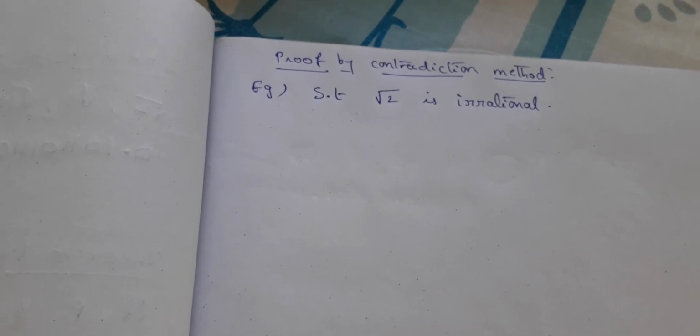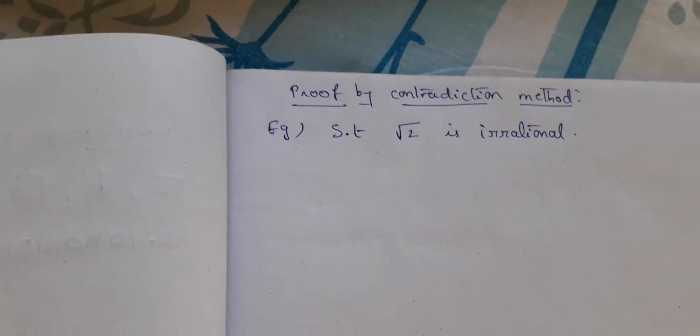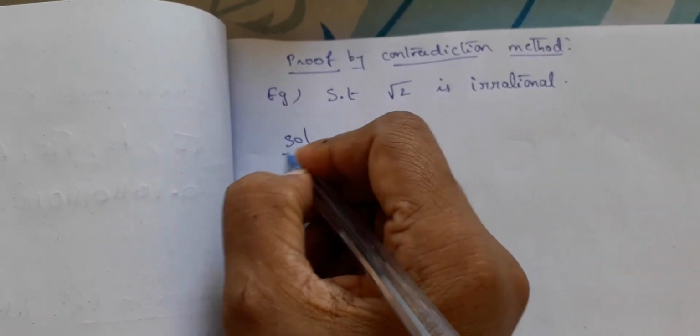Which method? That is called the proof by contradiction method. Contradiction method means we are going to assume something and then finally prove that whatever we have assumed is not true, that it is contradicting our assumption. In this method we are going to use the Euclidean lemma as well as the fundamental theorem on the uniqueness of the factors that any number can have. Using these two we are going to prove that root 2 is irrational. Okay, so now let us see the solution part.